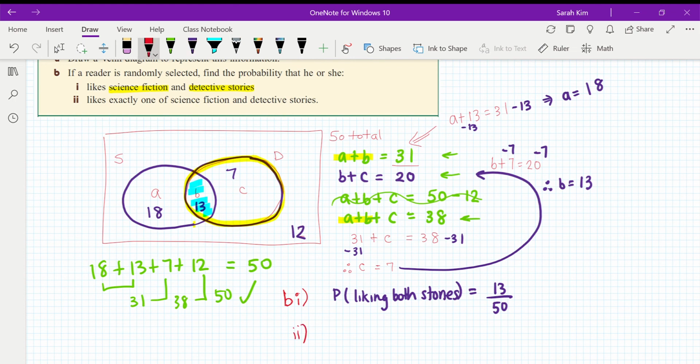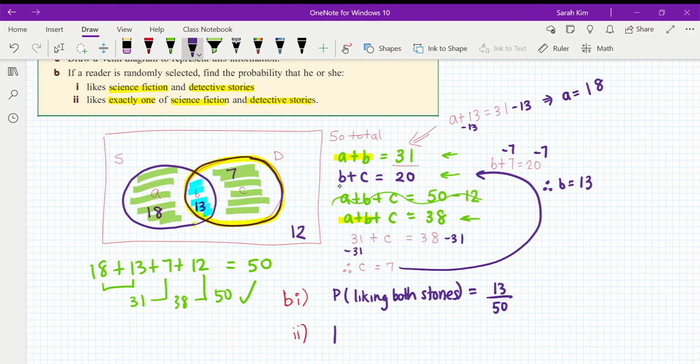B II is exactly one of science fiction and detective stories. So only one of them. Let's have a look. I'm going to highlight them in a different colour. There will be this many people. There's 18 people who only like science fiction. And there's 7 people who only like detective stories. So you just got to add them together.